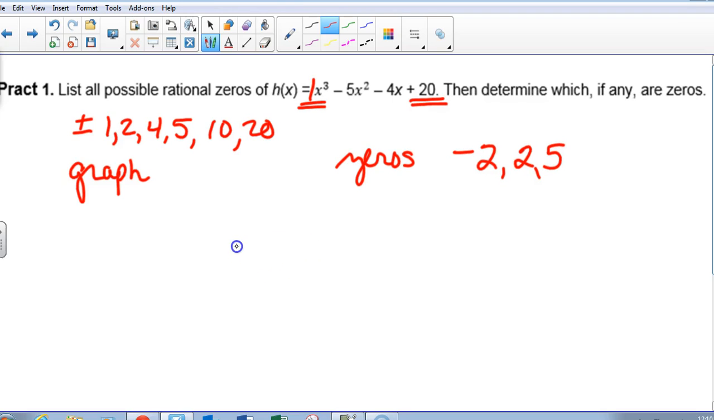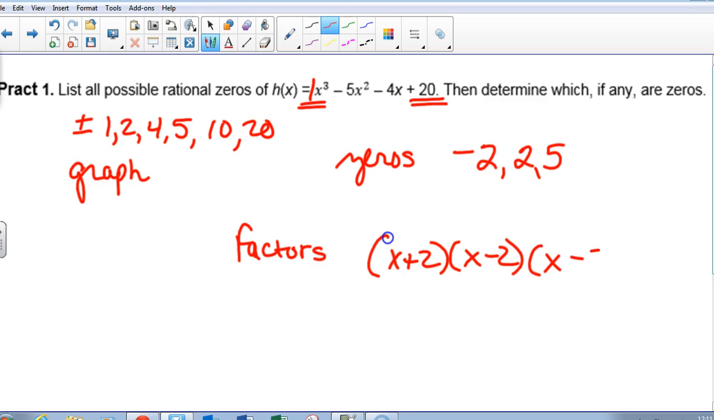Later on today, it will ask us to write the linear factors on some problems. So we would have written x plus 2, x minus 2, and x minus 5 if it had asked for the factors. Everybody okay? All right.